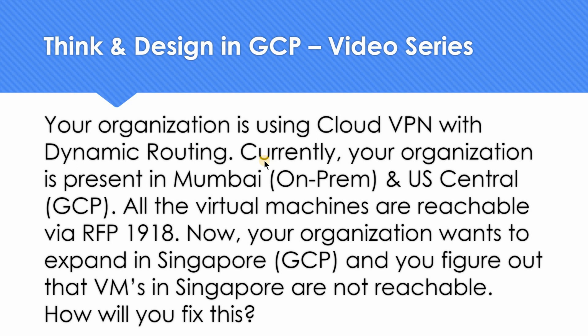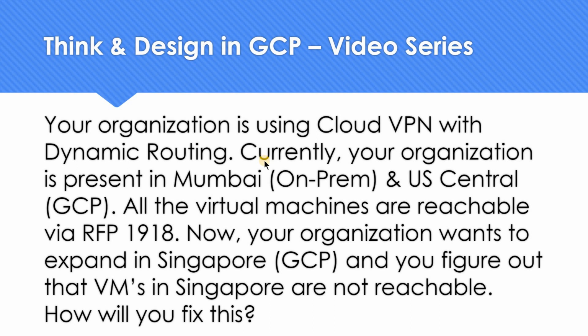Your organization is using Cloud VPN with dynamic routing enabled. Currently your organization is present in Mumbai, primarily in the on-premise data center, and the organization also has a presence in US Central. This is in GCP. All the virtual machines are reachable via internal IP address, the RFC 1918 address space. So things are all working fine so far.